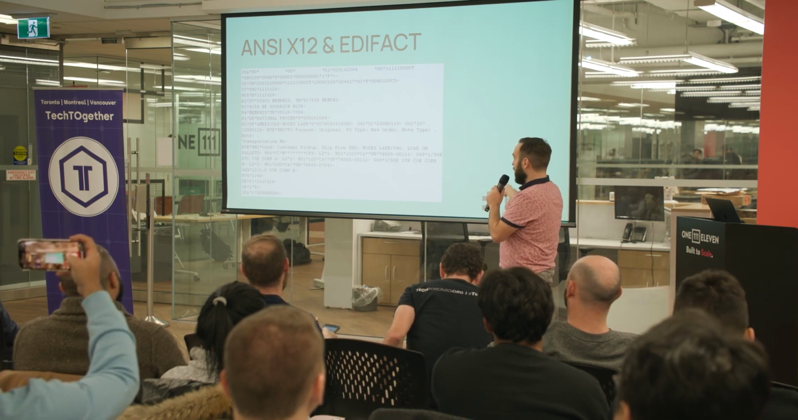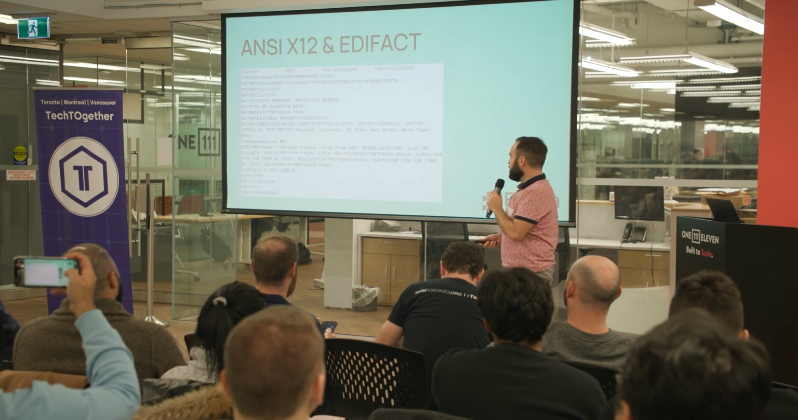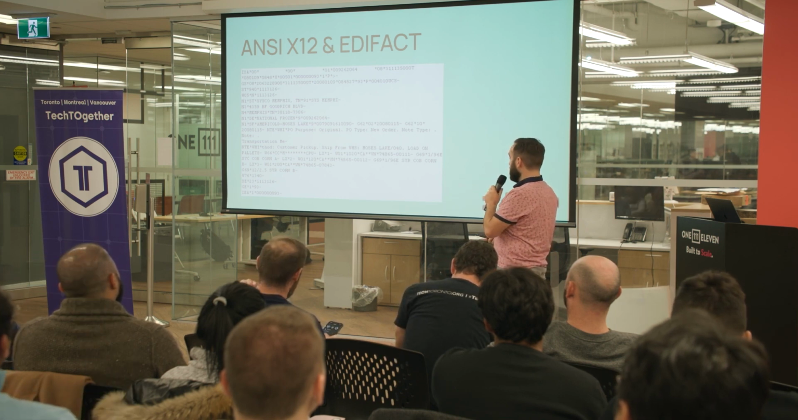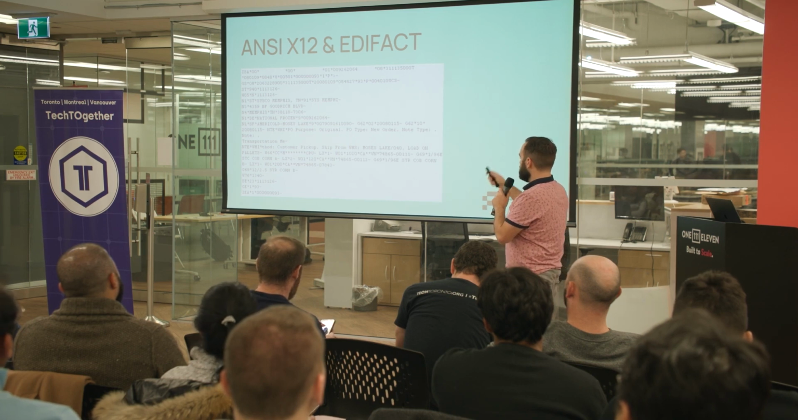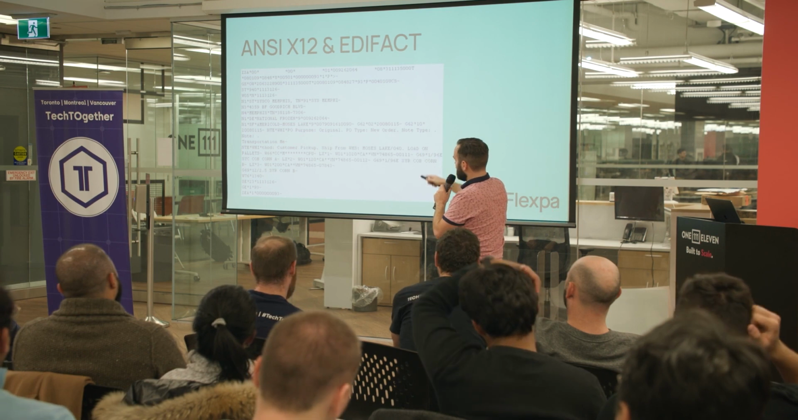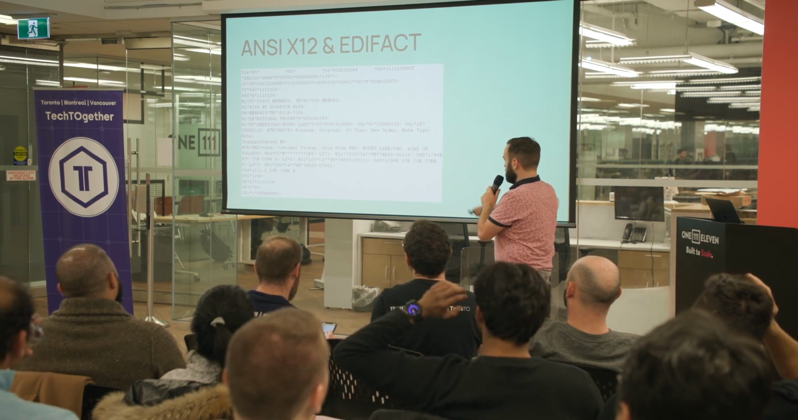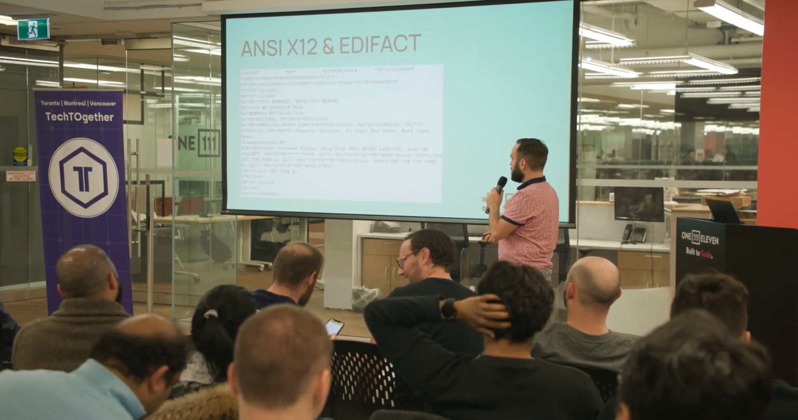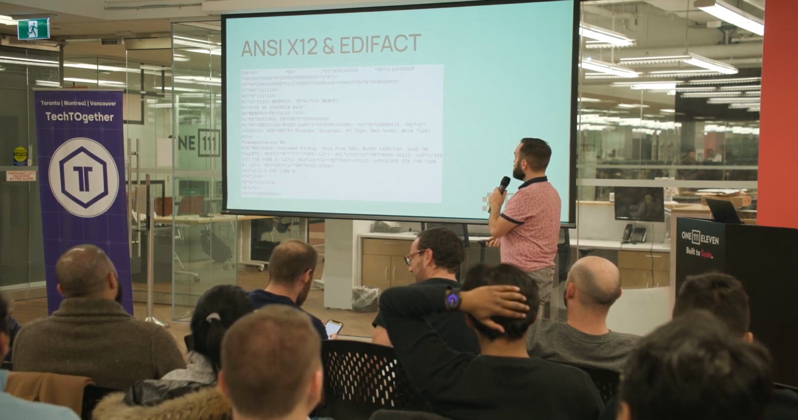When you get your iPhone delivered to you, underneath it all is X12. And it looks really strange to the modern developer eyes. It's got this weird formatting and it's delimited by asterisks. But this is where healthcare has its data origins.